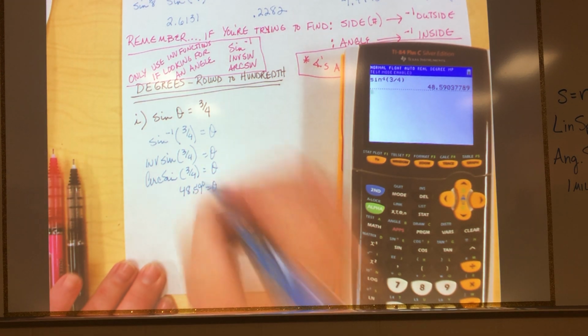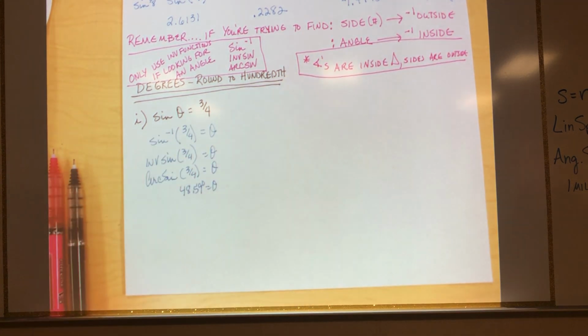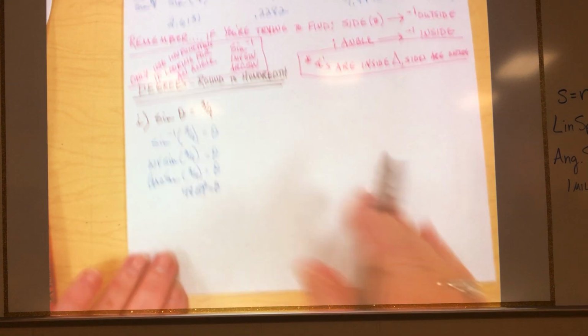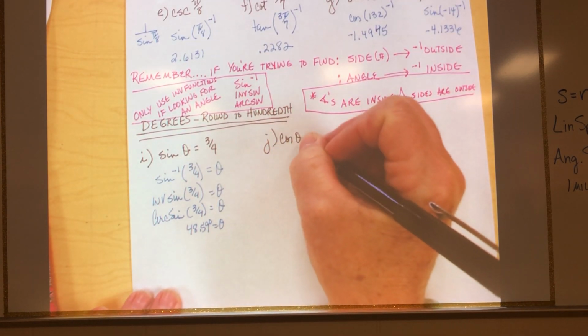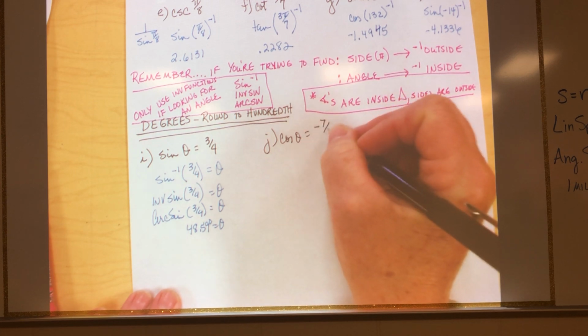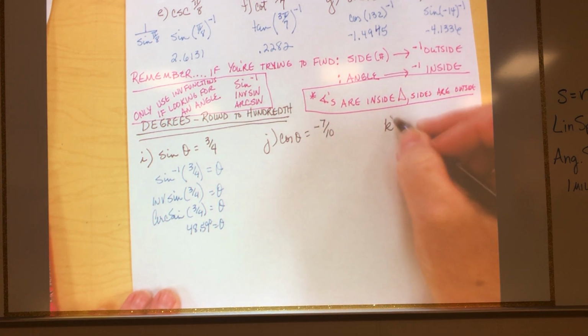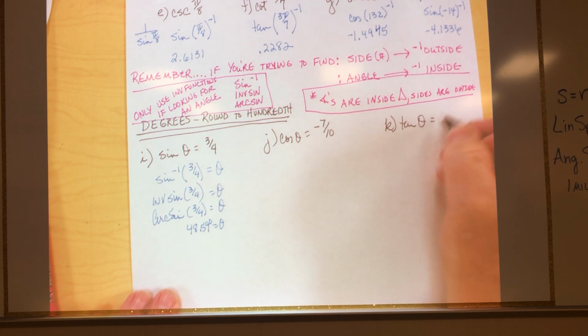Very good. Degrees. All right, I'm going to give you 2 more. Are you ready? Okay, here's yours. Cosine theta is equal to -7/10, and tan theta is equal to 1.